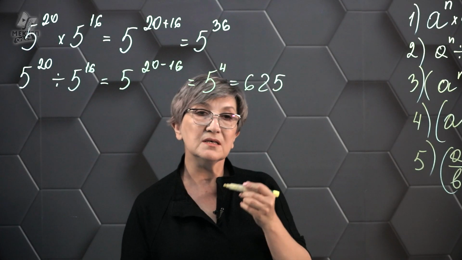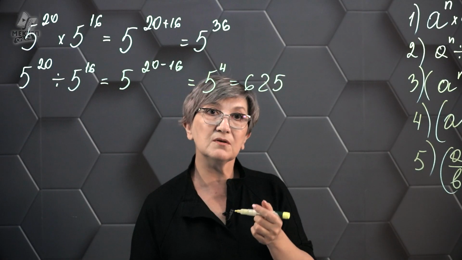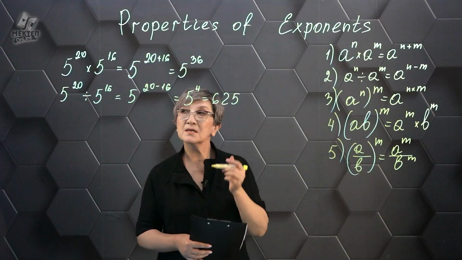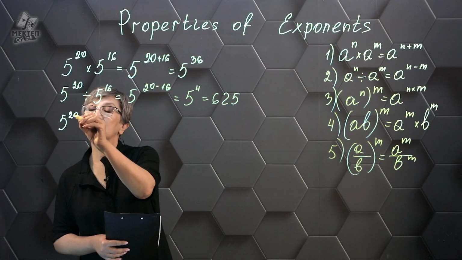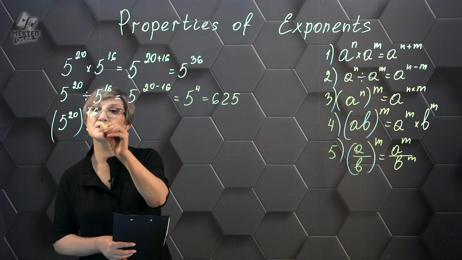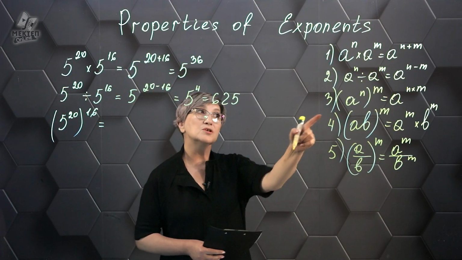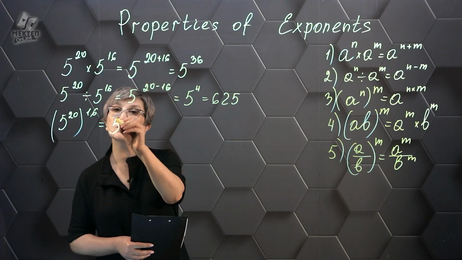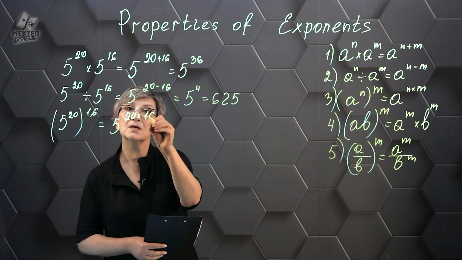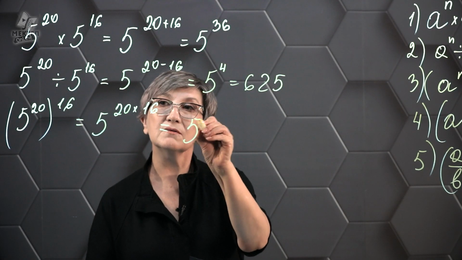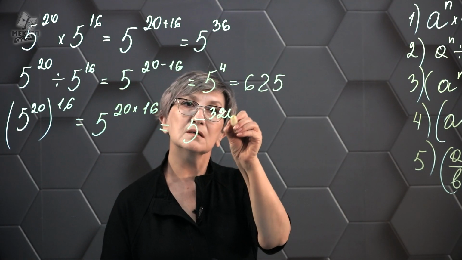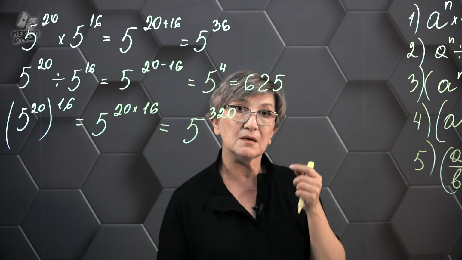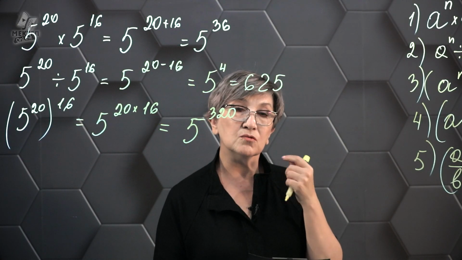You don't have to write the answer as a number. You can leave the answer as a number to some power. Next assignment. 5 to the power of 20, and the whole expression is to the power of 16. In this case, we apply the third property. We multiply the powers and we get 5 to the power of 20 multiplied by 16. And then the answer is 5 to the power of 320. We leave it that way because calculating 5 to the power of 320 is inconvenient.